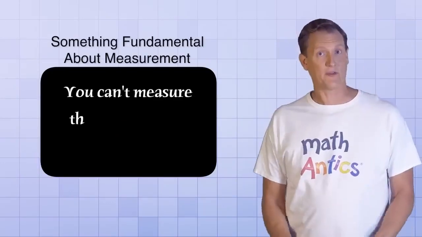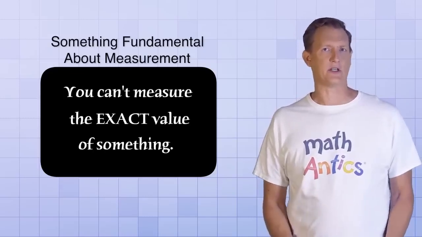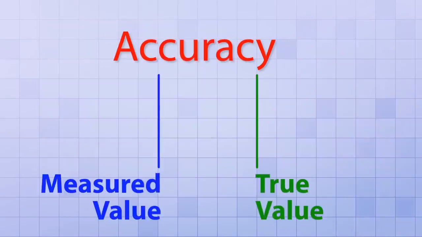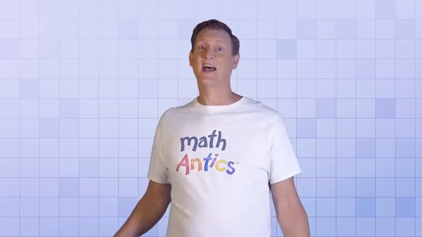You can't measure the exact value of something. There's always a limit to the accuracy you can achieve based on your measurement device. Accuracy is basically how close a measured value is to the true value. And in measurement, the idea is to get as close as possible, or at least as close as you need for your purposes. Luckily, I didn't really need to know the length of this pencil down to the nearest 1/10 of a millimeter. In fact, I didn't really need to know its length at all, since I'm just going to write with it.